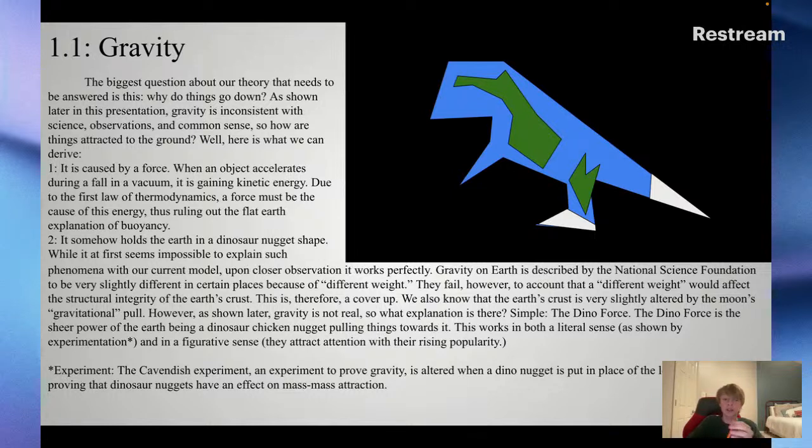We also know that the Earth's crust is very... there will be a Q&A, so keep any questions or comments for later.